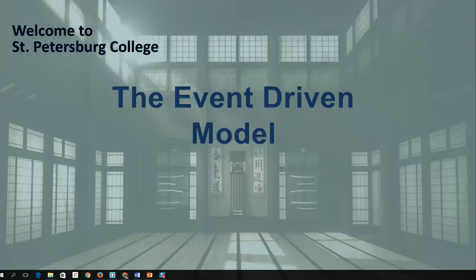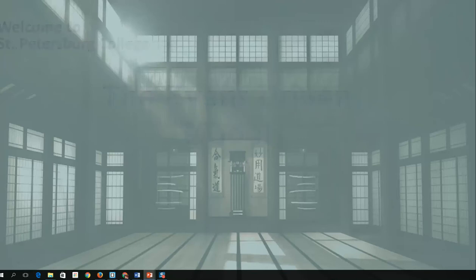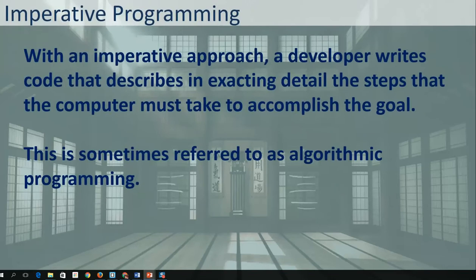In order to talk about event handling, we need to first talk about the event driven programming model. We'll start off by discussing the imperative programming model, which is what most of you are familiar with, and the approach we actually used in core JavaScript. With an imperative approach, you're basically writing a step by step set of instructions that the computer uses to reach the goal.